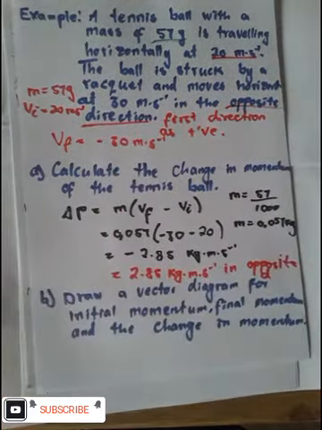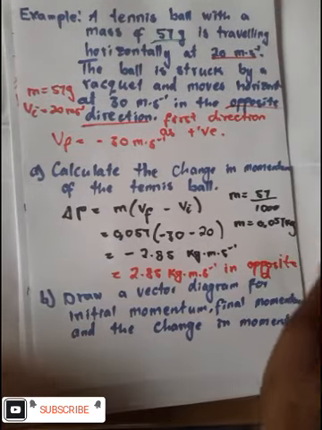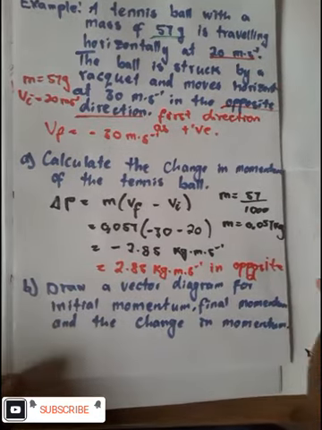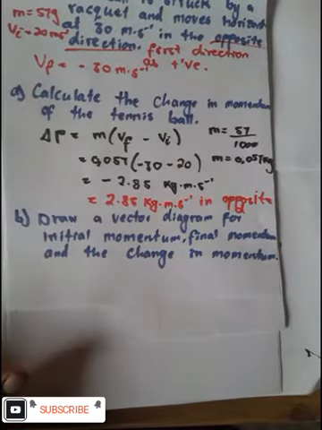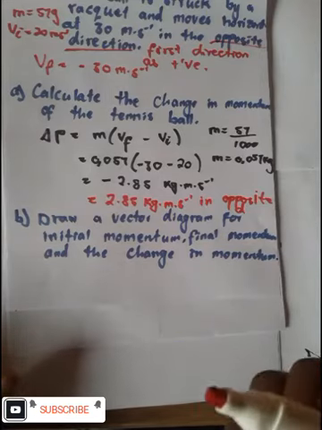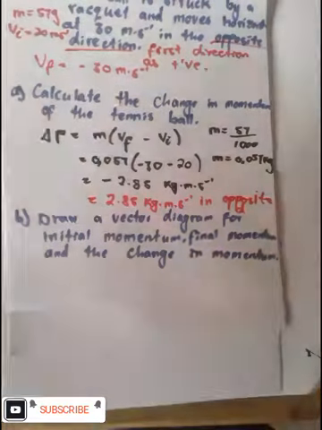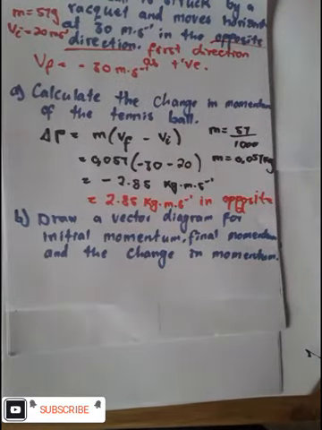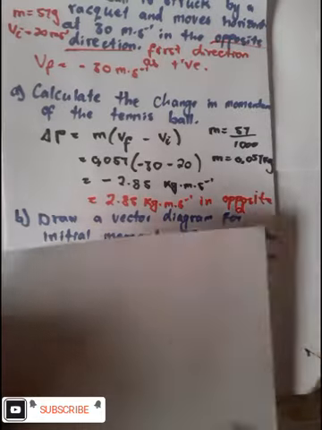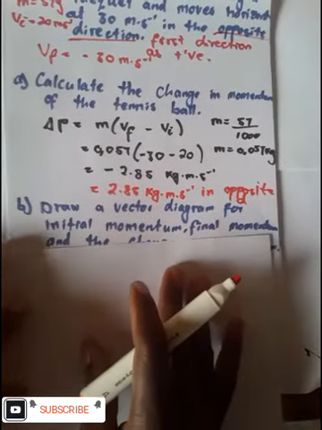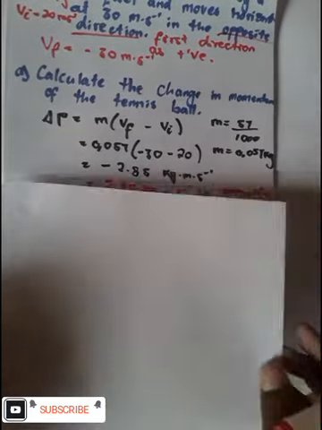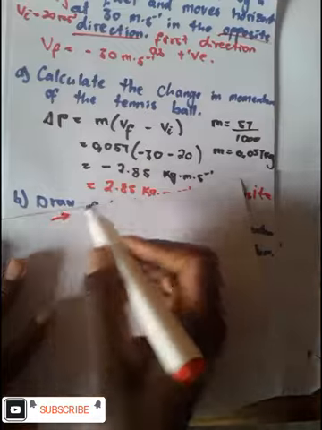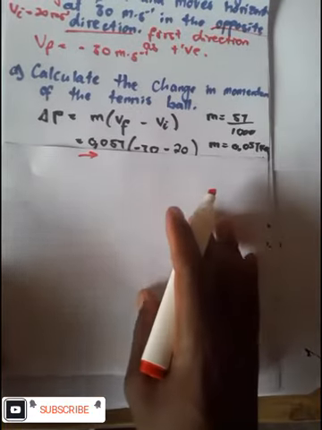So let's do the last question. It says draw a vector diagram for initial momentum, final momentum, and the change in momentum. So now we have to draw that vector diagram. So how to draw that? Initially, let's say the object was going in this direction. We're not given one, but we just choose any direction.